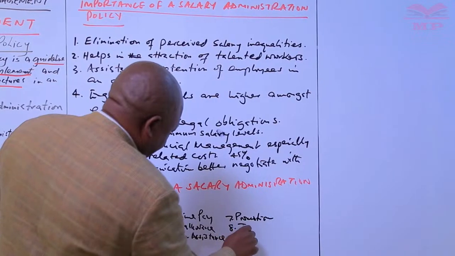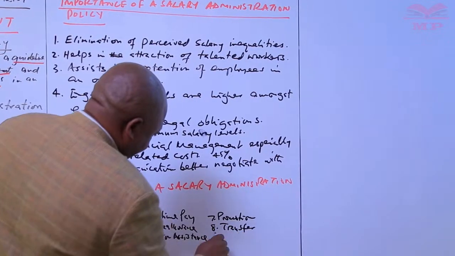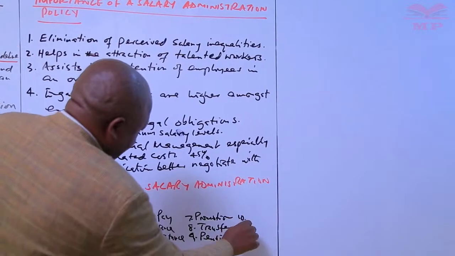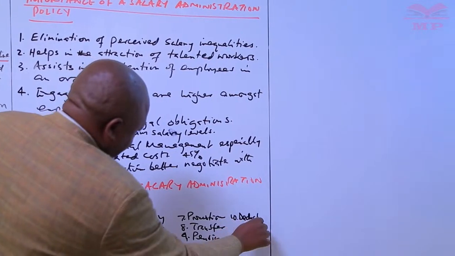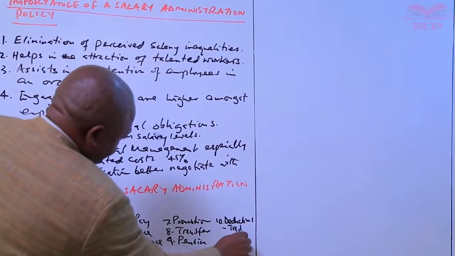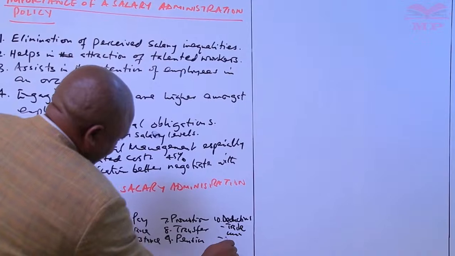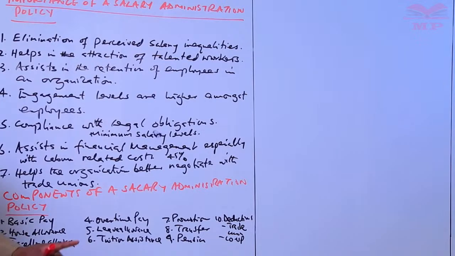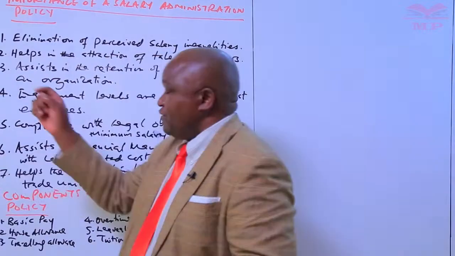Then you have 8, transfer. Then you have 9, pension. Then you have 10, deductions. So these deductions could, for example, be for trade union or cooperative or other checkoffs and so on. So these could be some of the things you expect to get on maybe a payroll in terms of the components. So basic pay, house allowance, traveling allowance, overtime pay, leave allowance, tuition assistance, on a salary administration policy.